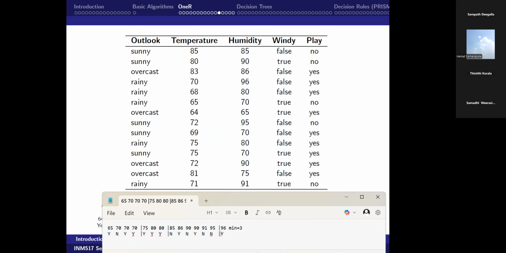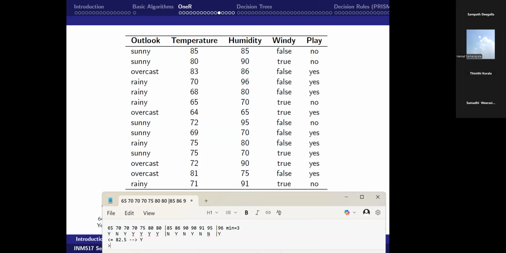Now let's go through. In the first interval, the majority is yes. The second interval also has majority yes. So there's no point in this breakpoint. We can remove that. And this one is majority no. Again, this is yes. Okay, so we have 2 breakpoints. So what are the values? 80 and 85. So if the value is less than or equal to 82.5, the majority is yes, right?